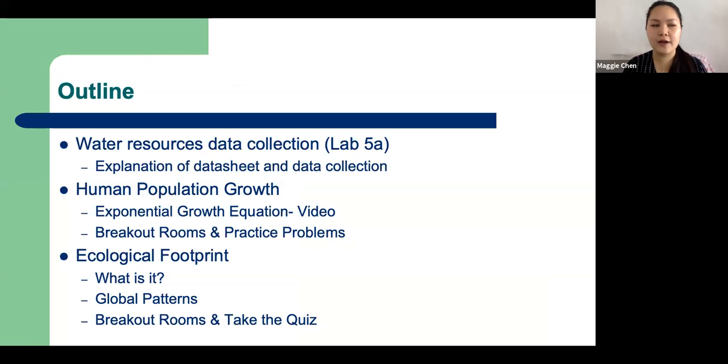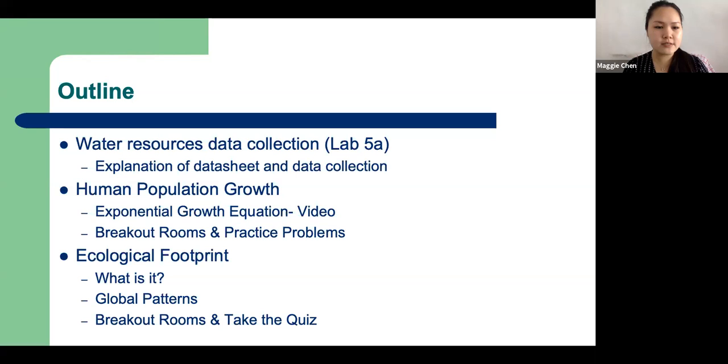First, moving on to the outline for today, we're going over the water resources data collection, Lab 5A. Basically, it's this water use chart where for the next 7 days, starting today, you're going to be recording the amount of water that you use for different activities throughout the day. Next week, using that sheet, we're going to be making some Excel charts and looking at your water resources, like how much water you use compared to the average US person, and compared to the people in our class. I'll be going over how to fill out that sheet in the next few slides.